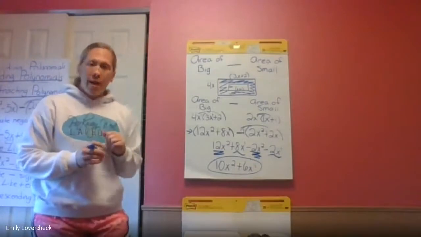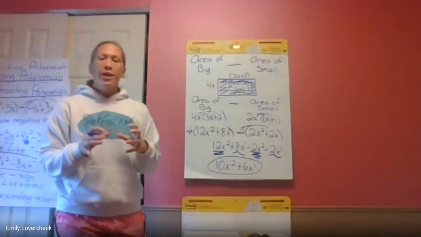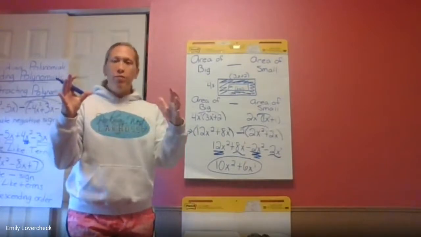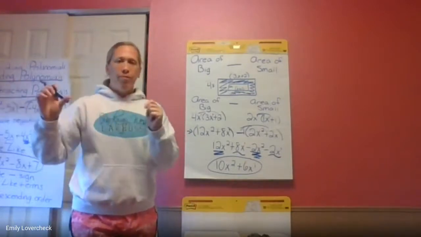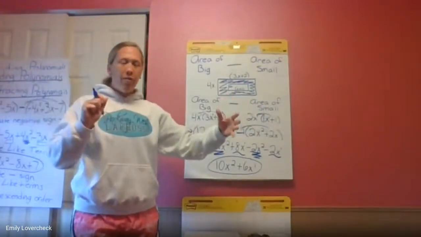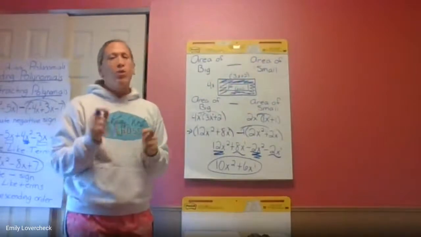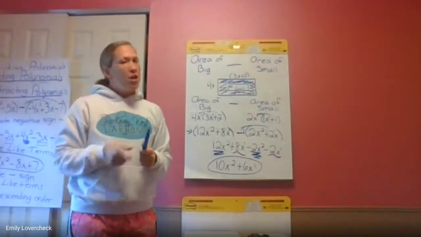There's one problem like this on the worksheet. It's the very last one, okay? What I suggest you do is just find the area of the big, do that separately. Find the area of the small, do that separately, and then do area of the big minus area of the small, and take your time with it. There's a lot of room for little errors here, but I know you guys can do it.